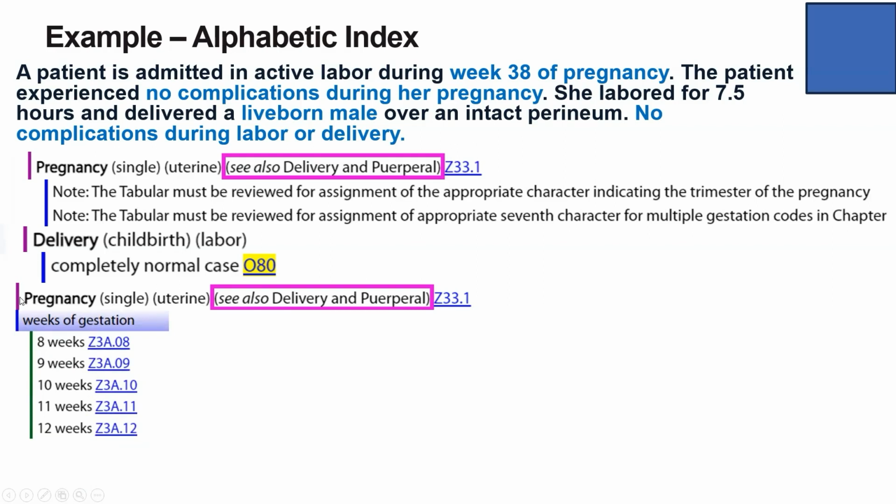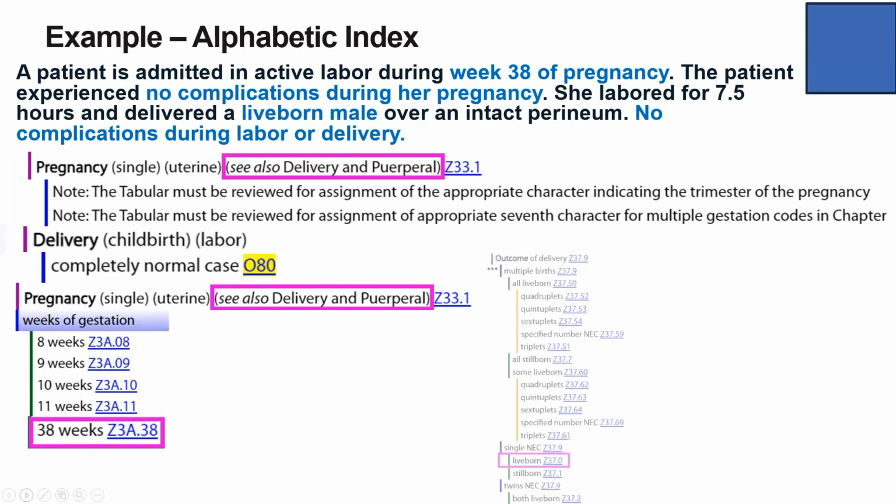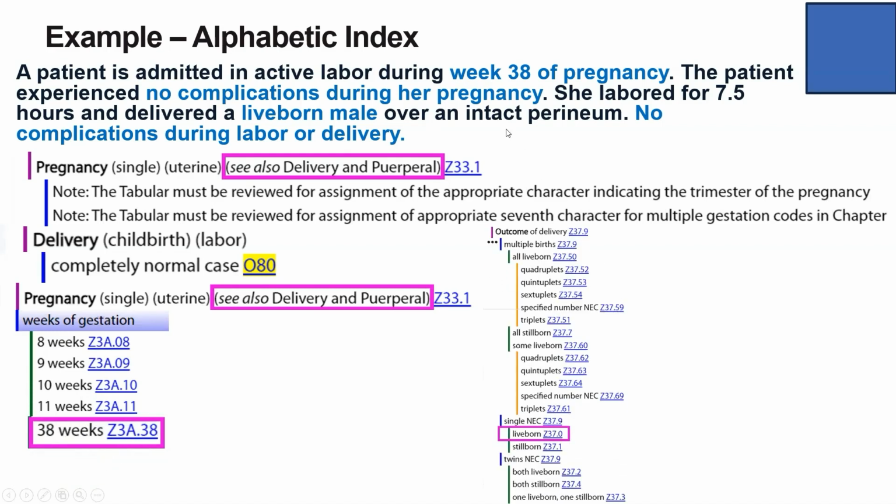We're going to go to pregnancy, and the subterm is weeks of gestation. And ours is 38 weeks. So we're going to get our code Z3A.38. And then we have to code our outcome of delivery. So we go to outcome of delivery, and I'm just showing you here the complete full index entries of all the different outcomes of delivery. So just be careful as you're going down, but ours is a single live born, and that's Z37.0. And remember, that's the only code that we can use with the O80.